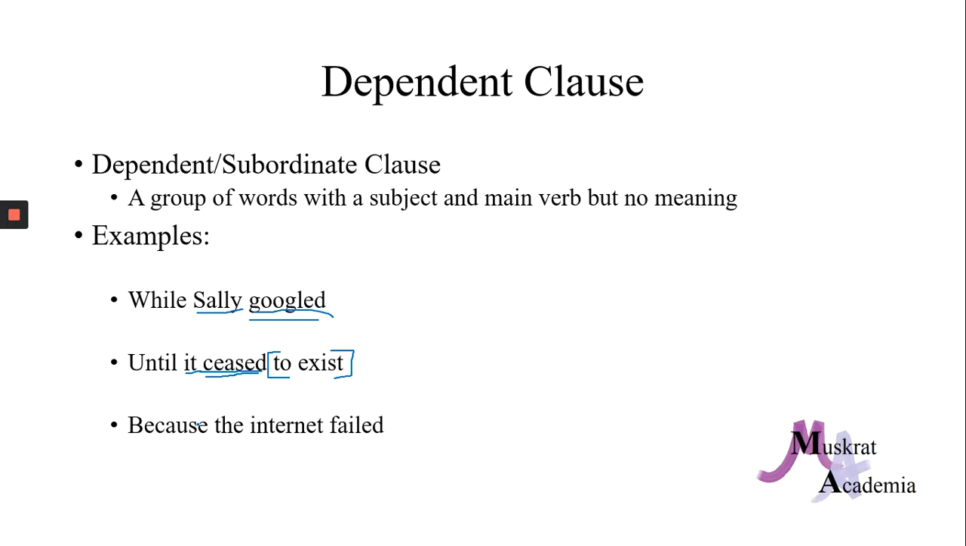Would you like to read the next one, Vortex? Sure. Because the internet failed, we all died in the end. Right. But we don't have this we all died in the end, so we're wondering what happened because of the internet failing. So we're just left wondering that, and it's actually a dependent clause instead of an independent one.